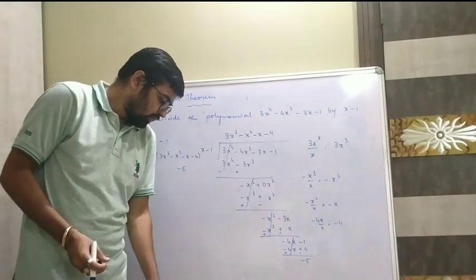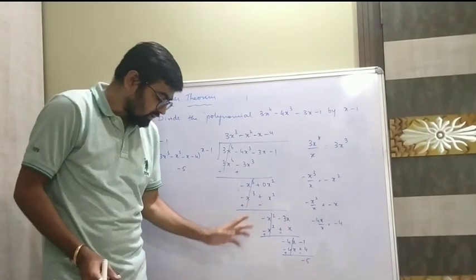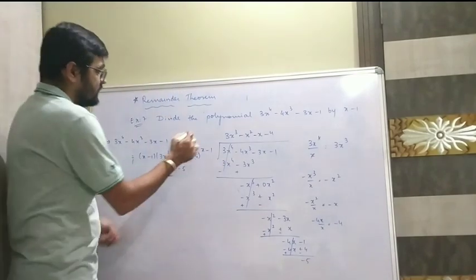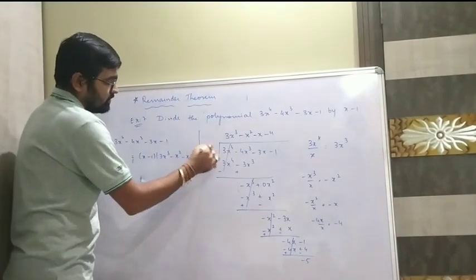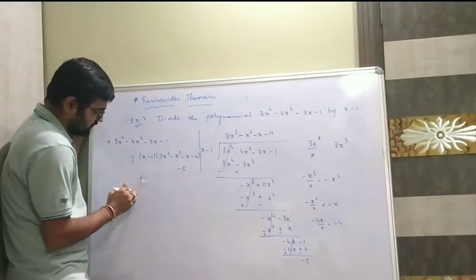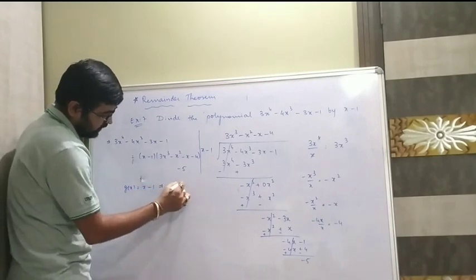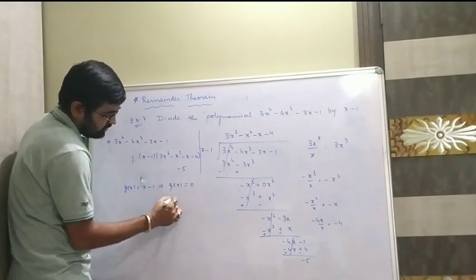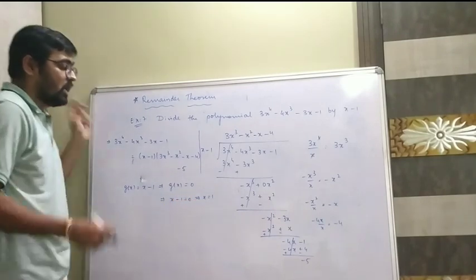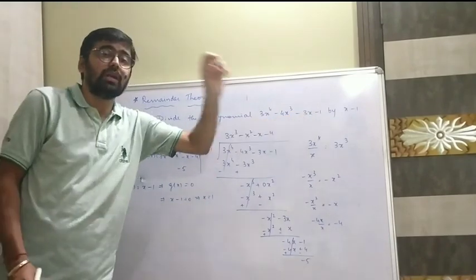Correct. Now, what we want to do here is replace the x with the zero of x minus 1. So what will be the zero of x minus 1? Let me call it g of x equals x minus 1. So for us, the zero: g of x equals 0, x minus 1 equals 0, that means x equals 1.